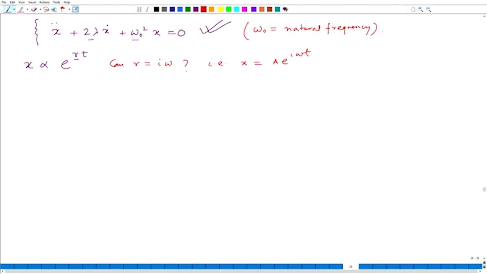Why I am now distinguishing this omega 0, if you just remember this coefficient lambda. You see that lambda times x dot, that means x by t, dimensionally I am just talking in terms of dimension, is homogeneous to omega 0 square x, and omega has a dimension of 1 by t square, 1 by t square times x, and then you can say that lambda will also have a dimension of 1 by t, which is a dimension of omega 0 as well.